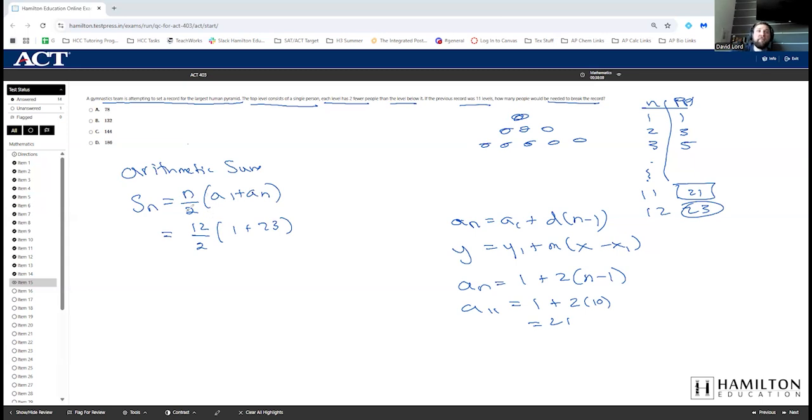By the way, some people like to think about, instead of doing n over 2, they like to think of it being the average of the terms times the number of terms. Because you can divide either the first thing by 2 or the last thing by 2. Just remember not to divide both by 2. But from here, we get 144 people. And that is the number of people that would be needed to break this record.